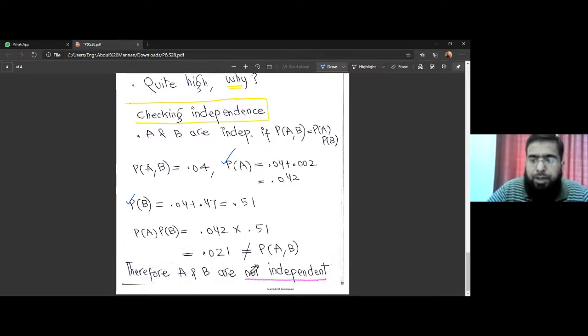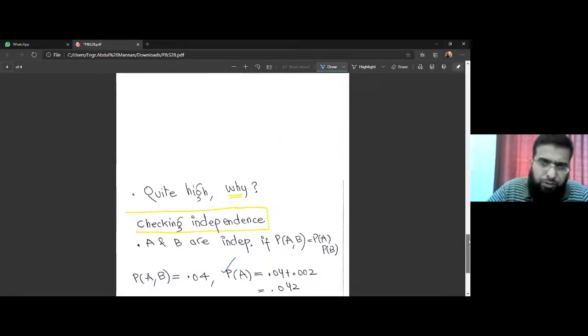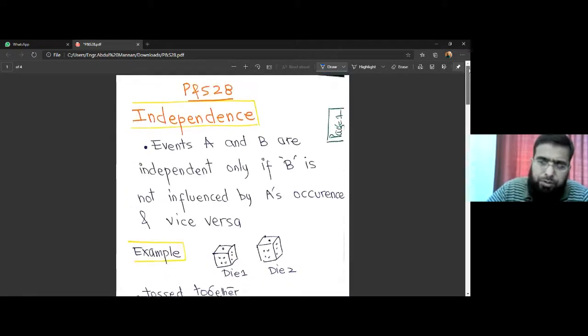So in this lecture, we have studied independence and conditional probabilities, and we have solved two examples, where in one the two events are independent, and in the second example, we figured out that A and B, the two events, are not independent. So that's all for this lecture. We'll continue studying more about basic probability terms in our upcoming lectures.